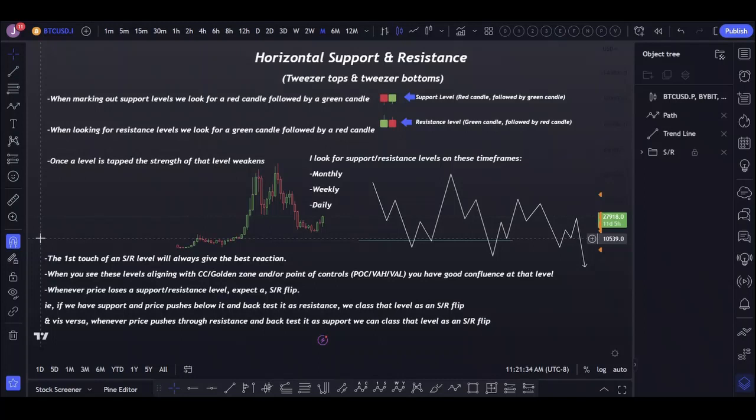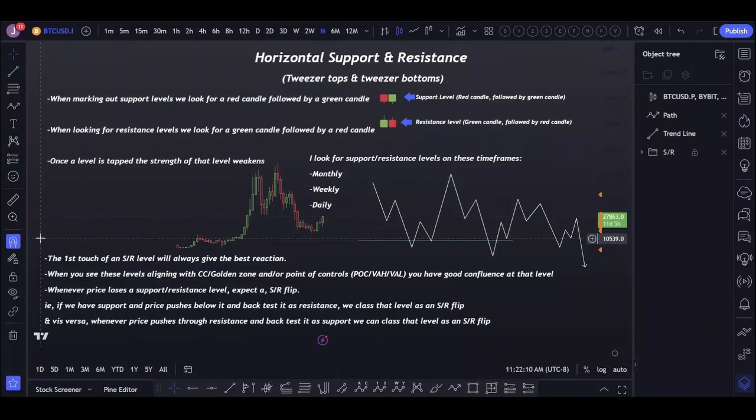Okay, so we're expecting an SR flip if price pushes through a level. So what I mean by that is, if we have support and price pushes below it and back tests it as resistance and makes a lower low and a lower high and a lower low, well, we simply just class that level as an SR flip. Okay, and vice versa. Whenever price pushes through resistance and back tests it as support, we can class that level as an SR flip. So if we have resistance ahead of us, above us, price pushes through that resistance, back tests it as support, higher high, higher low, and another higher high, and keeps on moving, then we simply just class it as an SR flip.